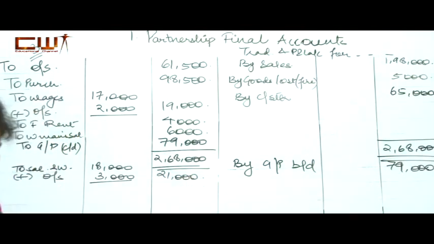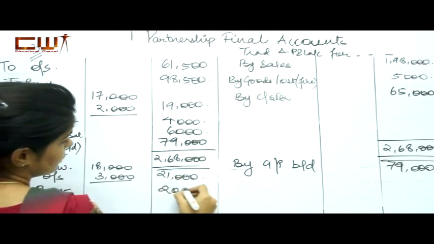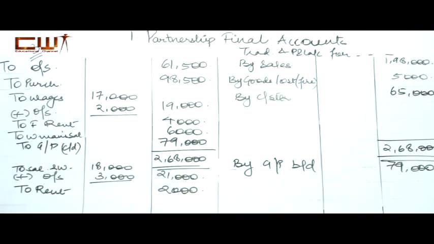You have rent, of 2,000. Please mention rent. There's no adjustment. Write it directly in the final column. 2,000. Next you have the general expenses of 1,200.